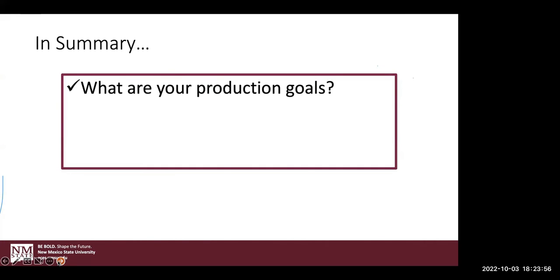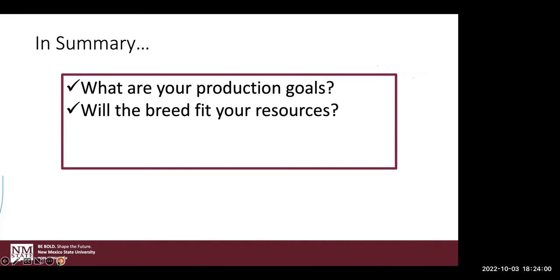So in summary, what are your production goals? You start that before you go out to look for purchasing a ram. You want to fine tune that. That makes your job a little easier once you've decided what those goals are. Will it fit your resources? Make sure you're setting him up for success.